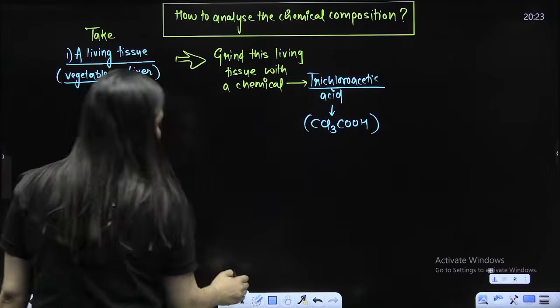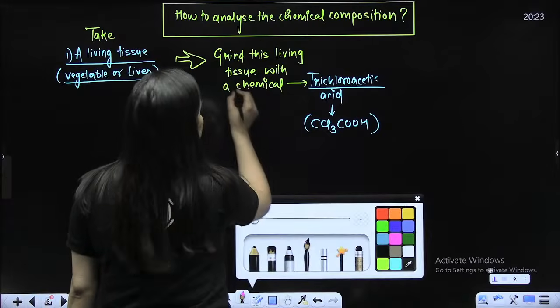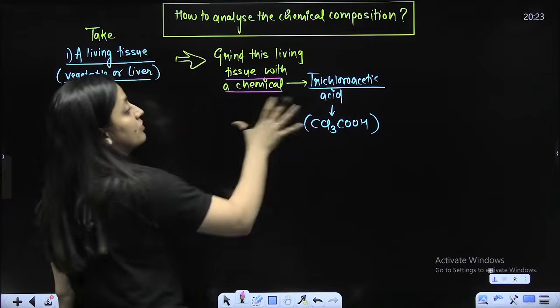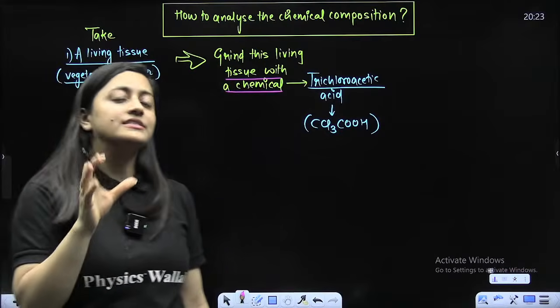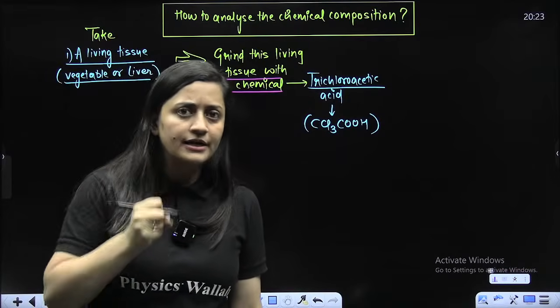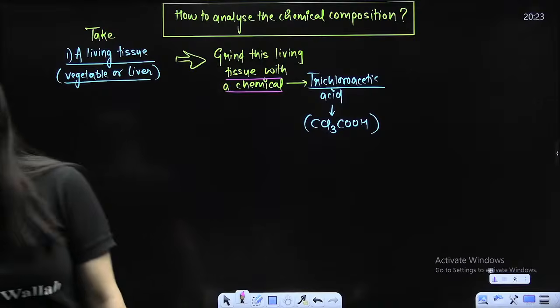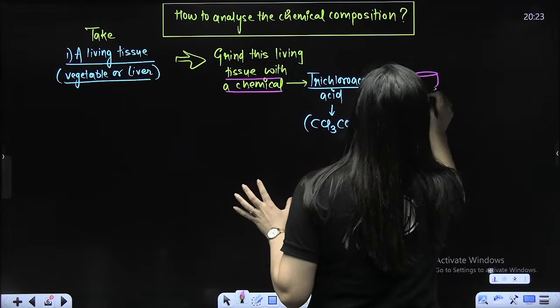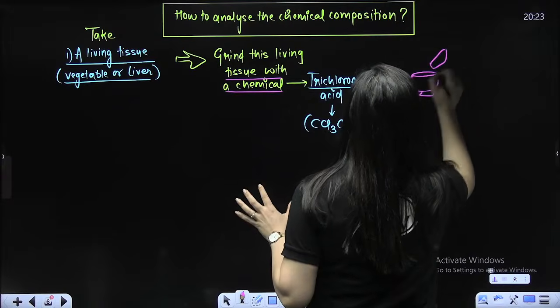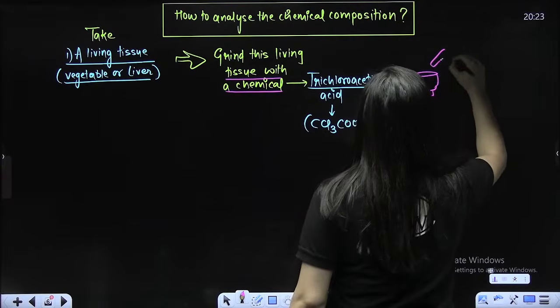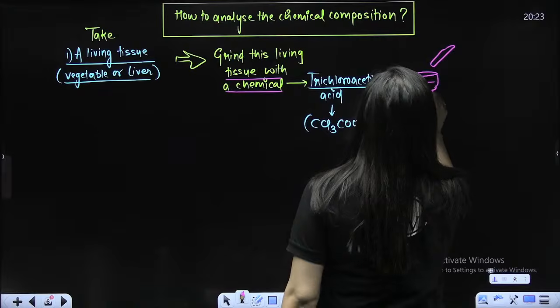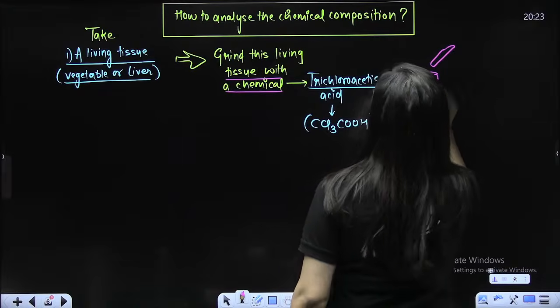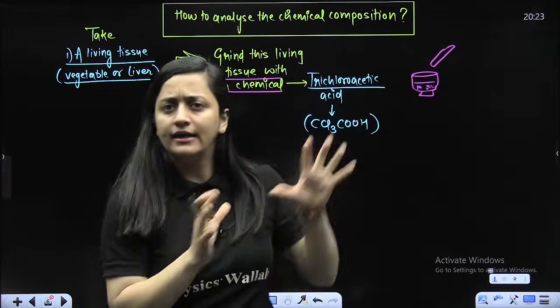So what are we saying here? Grind this living tissue with a chemical. What is the name of that chemical? Trichloroacetic acid. You are going to grind it. You will take a mortar and pestle, and in that the living tissue will be there. Let me show you that. Let's suppose this, you have the living tissue here. Now you put the chemical here, and you are going to grind it in this mortar and pestle.